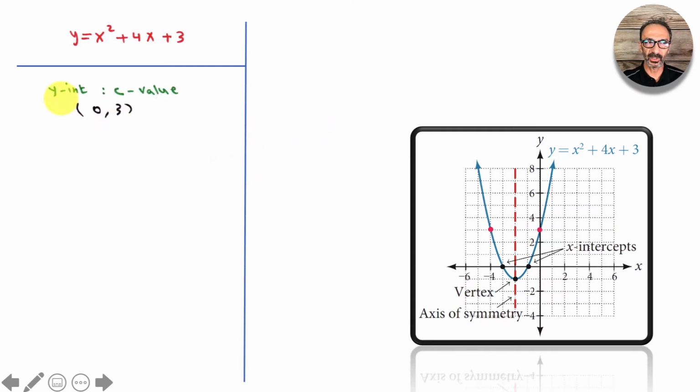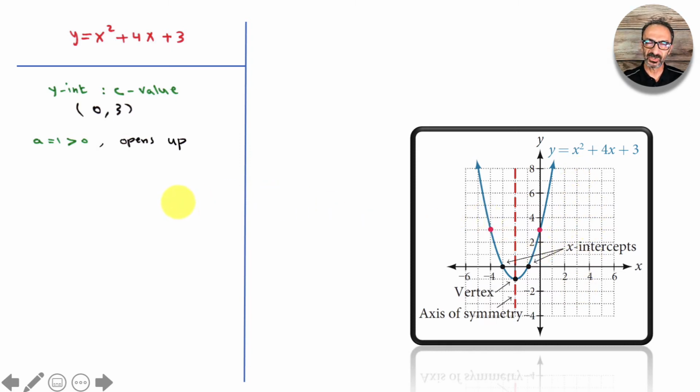First of all, to find the y-intercept, usually it's the c value. Why? Because you plug in 0 for x. To find the y-intercept, you set x equals 0 to be on the y-axis. This cancels, the only thing that stays with you is 3, and usually it's the c value. We have (0, 3) right there. If a equals 1 from here, that means the graph opens up because it's positive. And we could see that the graph opens up.